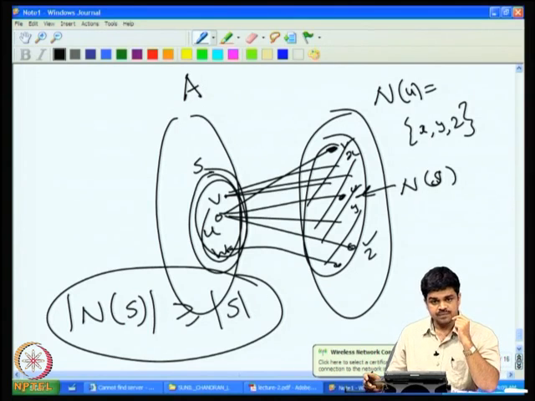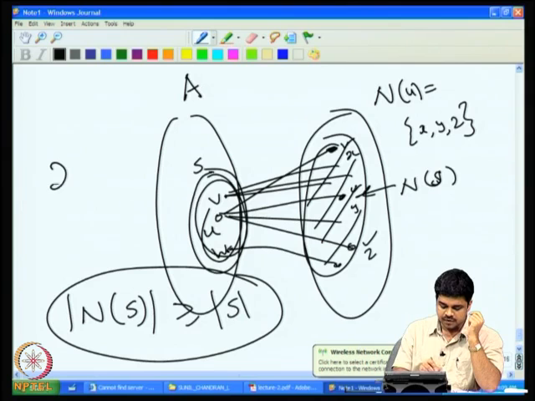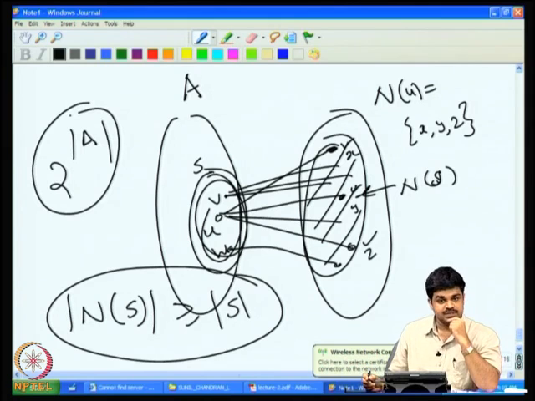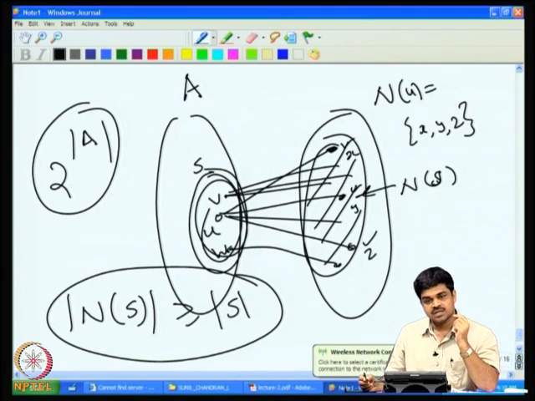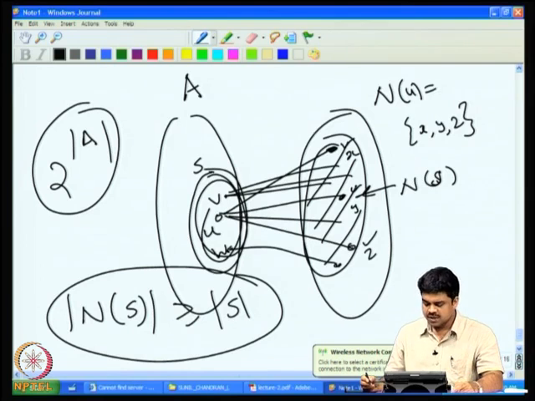Checking whether Hall's condition is satisfied or not may not be very easy, because how many subsets are there for A? Definitely 2 to the power |A| subsets are there, right? Each of them you take and consider the neighborhood, count the number of neighbors, and ask whether it is at least the cardinality of that particular subset. This may take exponential time, but sometimes it is very easy to check, as we see later in an example.